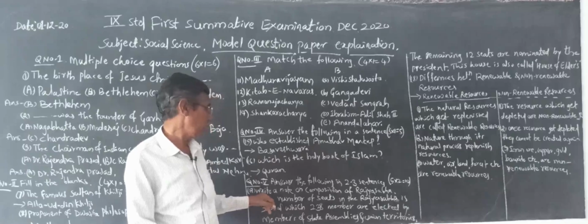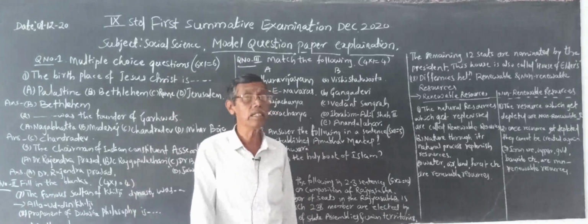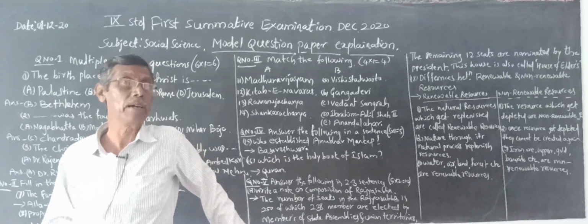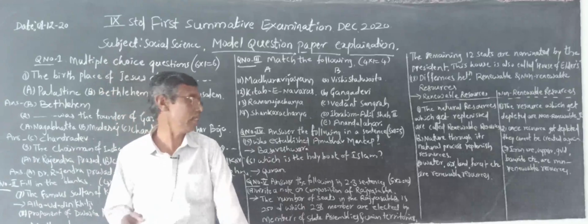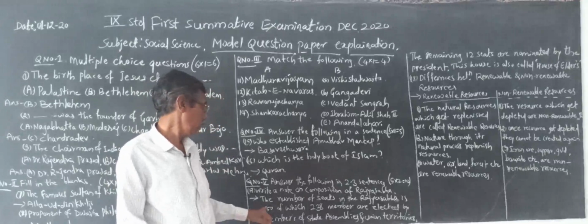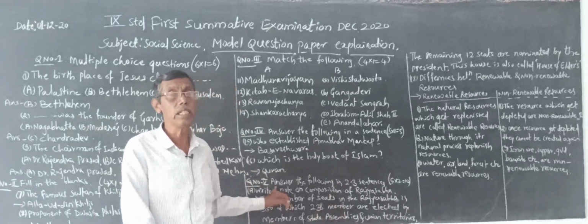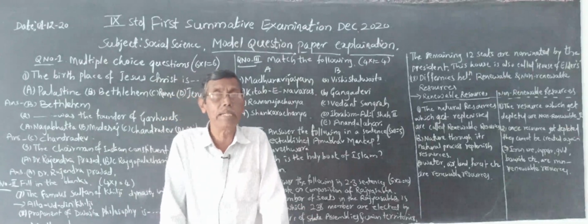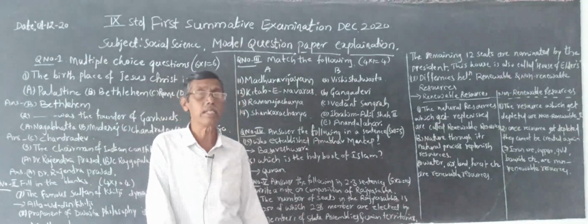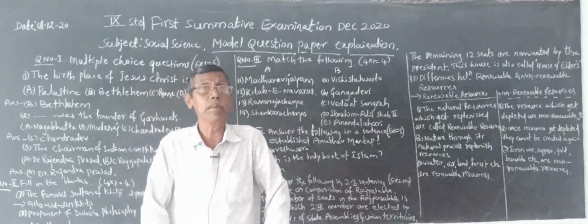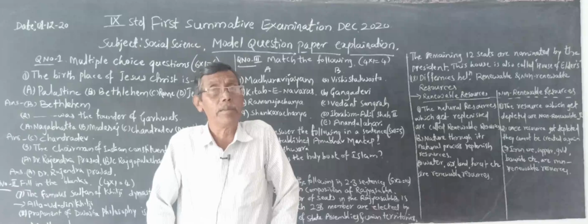Here the first question, write a note on the composition of Rajya Sabha. You have to write the composition of Rajya Sabha, how it is composed. Here the number of seats in the Rajya Sabha is how much? 250, of which 238 members are elected by the members of state assemblies and union territories.